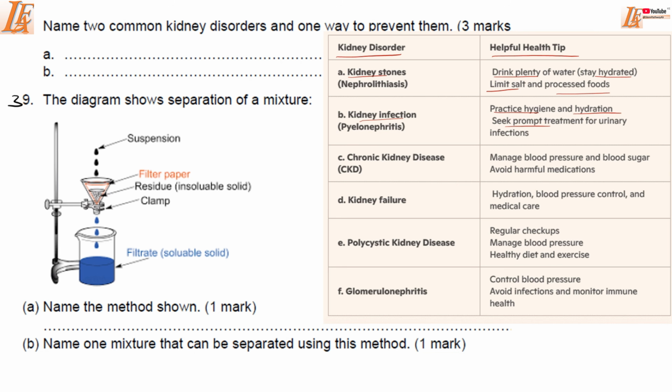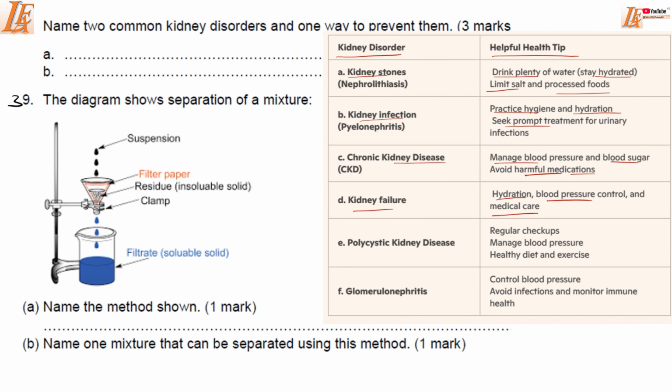The third one is CKD, which we call chronic kidney disease. It can be managed by managing your blood pressure and also blood sugar, and also avoiding harmful medications. The fourth one is kidney failure and it can be prevented by hydration. We can also prevent it by blood pressure control and also seeking medical care.